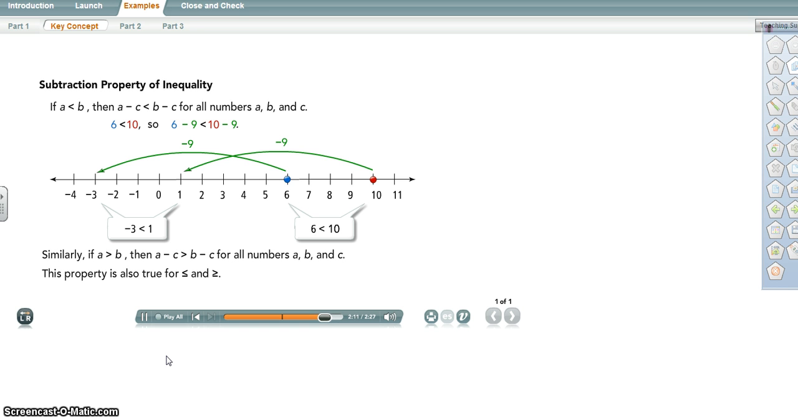Similarly, if A is greater than B, then A minus C is greater than B minus C for all numbers A, B, and C. The subtraction property of inequality is also true for less than or equal to and greater than or equal to.